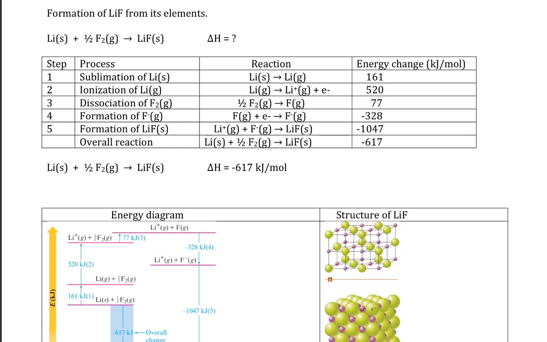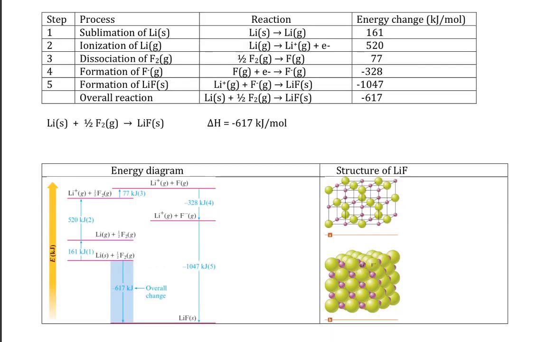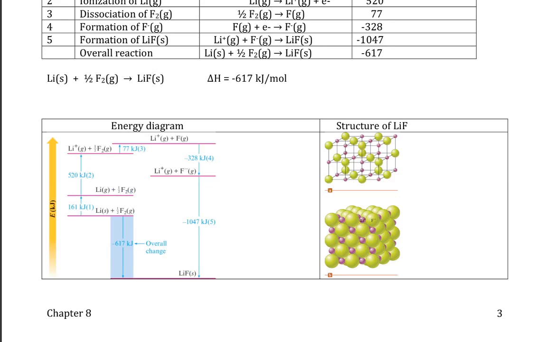Now, kind of like we did in the last chapter using Hess's law, if we add those 5 reactions together, getting rid of what appears on both sides, we have the overall reaction Li solid plus 1/2 F2 gas yields LiF solid, and if we add up all the energy change values, we get that to be negative 617. So we have determined what delta H is for that reaction, and we see that there. So it's exothermic.